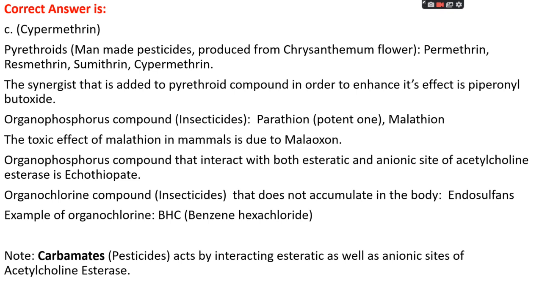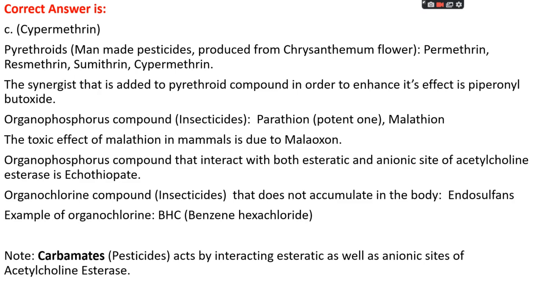Pyrethroids, which are man-made pesticides, are produced from chrysanthemum flowers. Examples of pyrethroids are permethrin, resmethrin, sumithrin, and cypermethrin. The synergist added to pyrethroid compounds to enhance their activity is piperonyl butoxide.